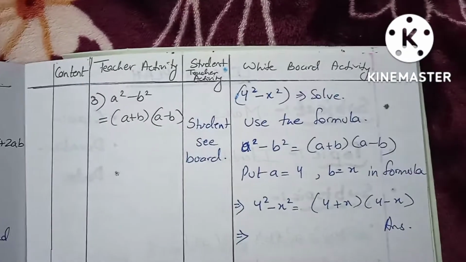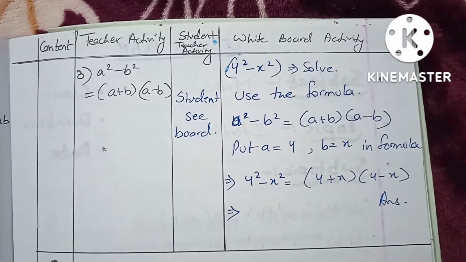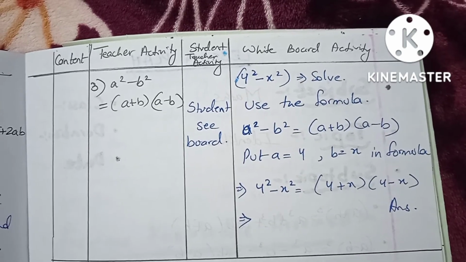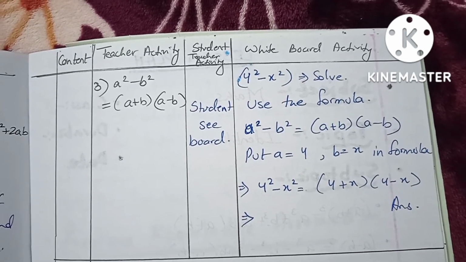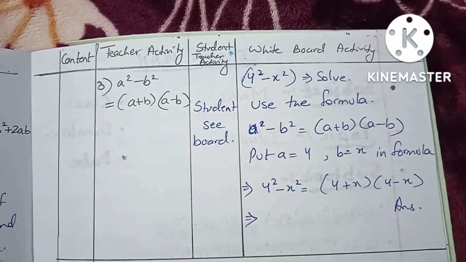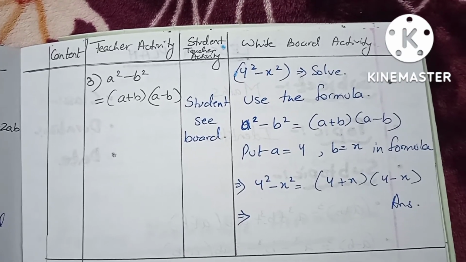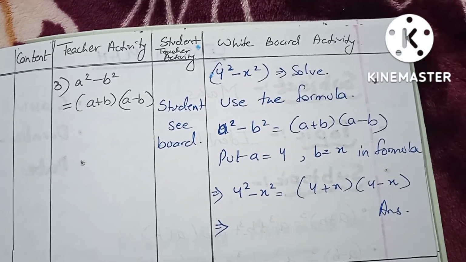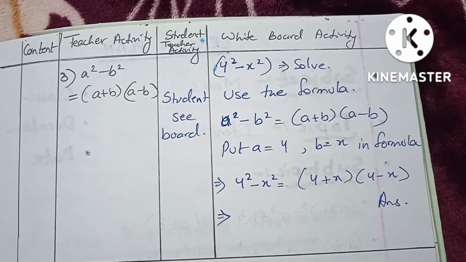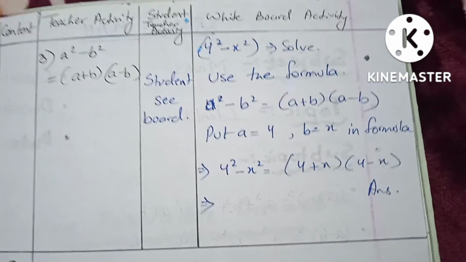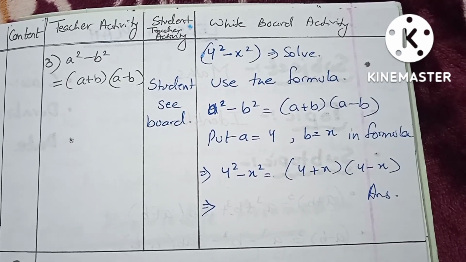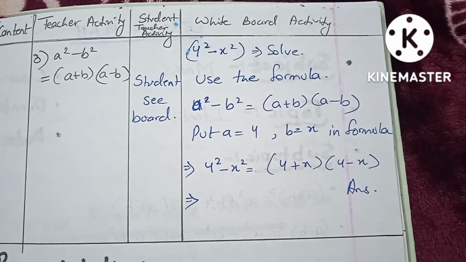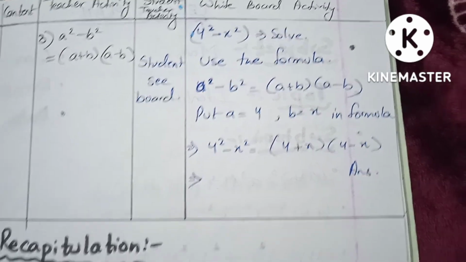The last identity over here is a² − b² = (a + b)(a − b). And again the teacher takes an example on the board, which is 4² − x². She uses the formula and tells the students that a is going to be replaced by 4 and b is going to be replaced by x in the formula, and it is solved in the following manner as shown.